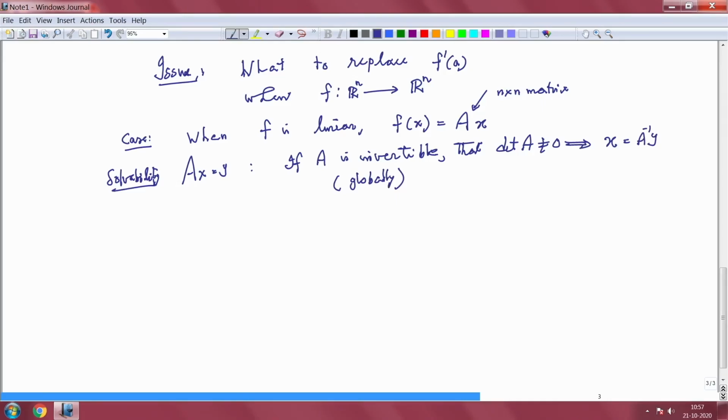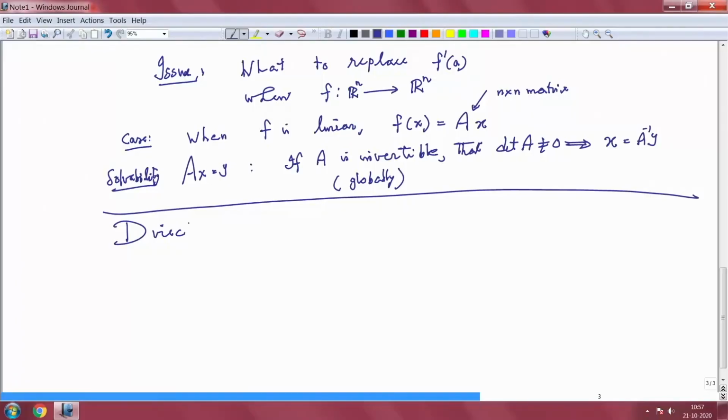So, you want to basically replace this n by n matrix condition, determinant of A not equal to 0. What kind of conditions can you replace it with when f is from R n to R n, which is not linear? Okay. So, we will be doing that. Now, I want to make a direction. First I will define what is called a directional derivative.